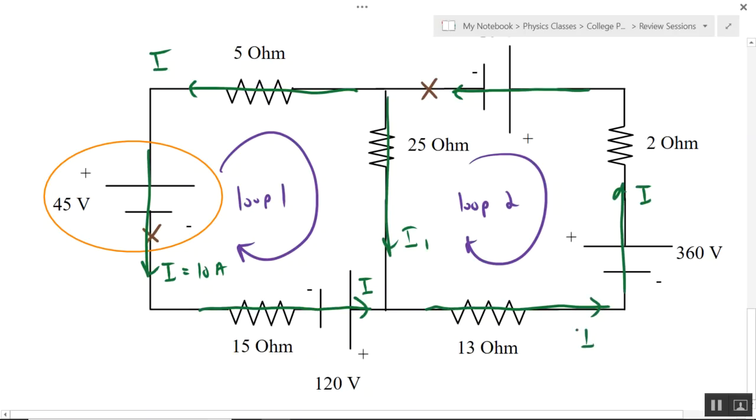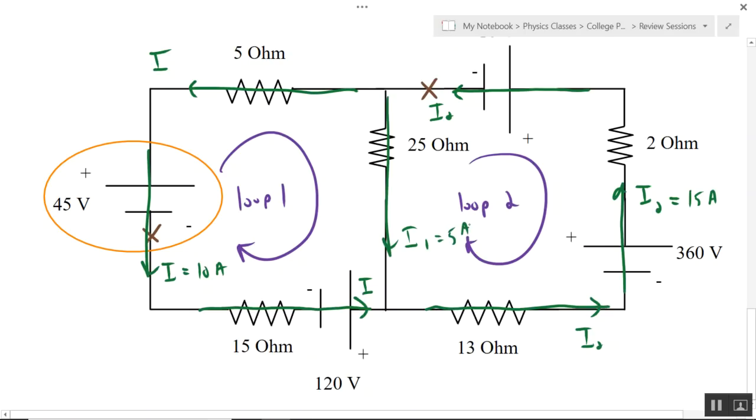Anyhow, correct it with a different color. So I2 goes like this, and I2 is, what was it? 15 amps, right? Yeah. And I1 is 5 amps. Okay, so now the circuit's corrected.